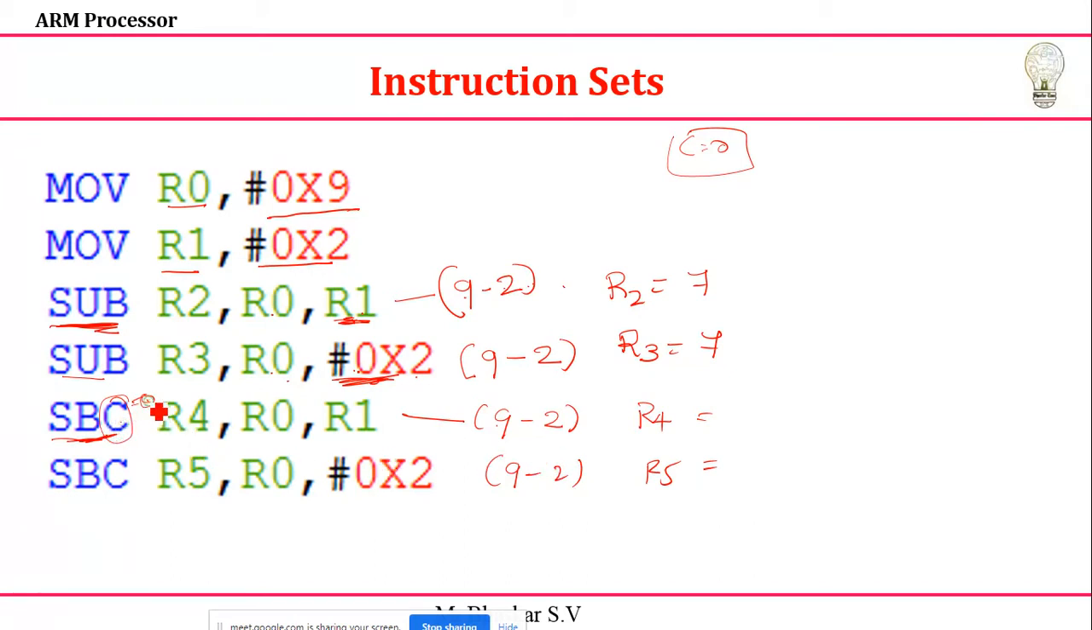C is equal to 0, so the result will be subtracted by 1 again. 9 minus 2 minus 1. What is the result? 6, and this is also 6. Remember, before using the instruction, you need to take care: if you use C, definitely my result will be reduced by 1, because C is equal to 0 means it is considered that the borrow is taken. So that's why you get the result 7, 7, 6.